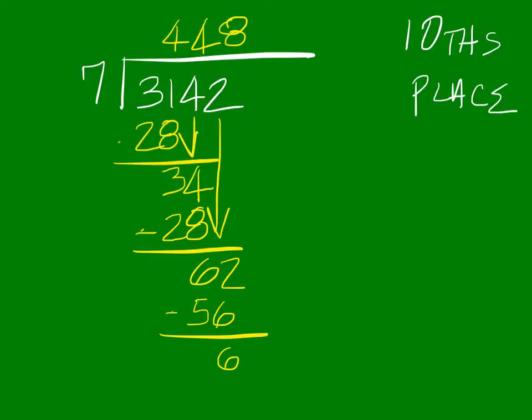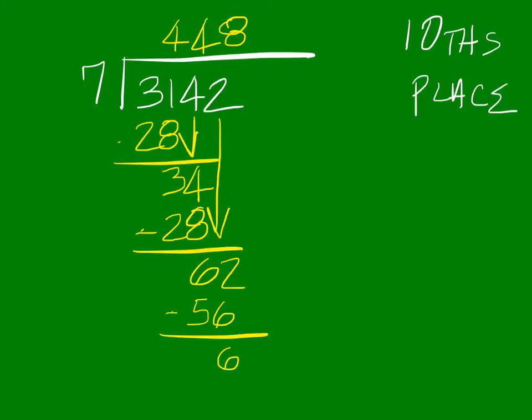Now what do I do? Bring 0 down. I don't have any zeros. What should I do? Nope, we're not going to put the 6 at the top. If we don't have any zeros, what should we put in there?